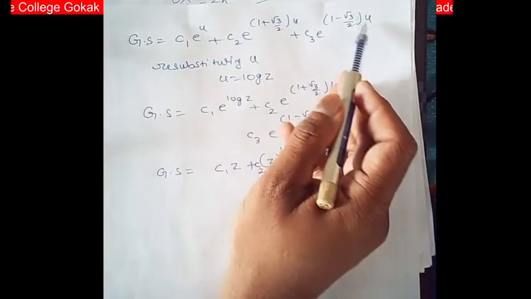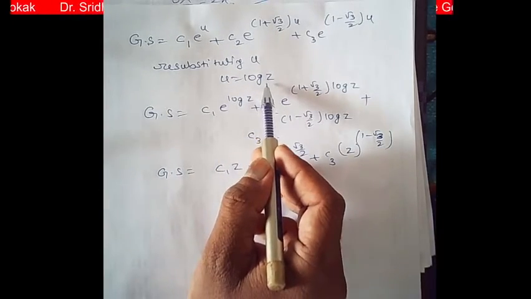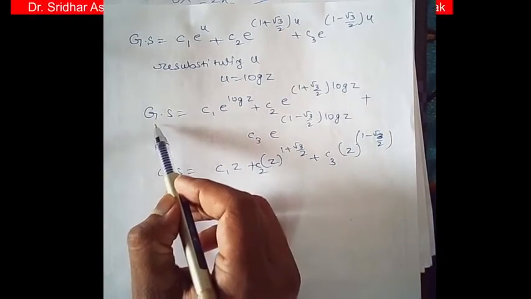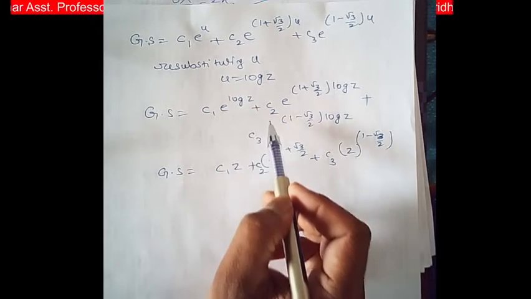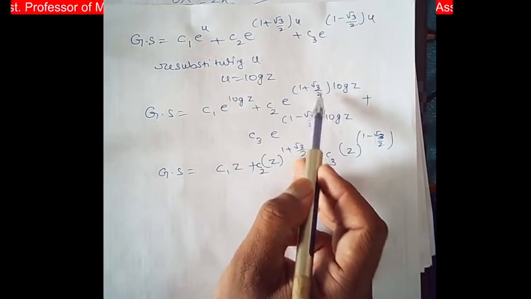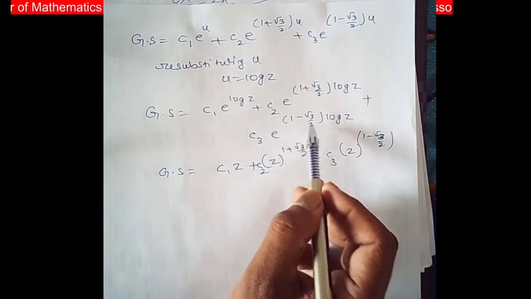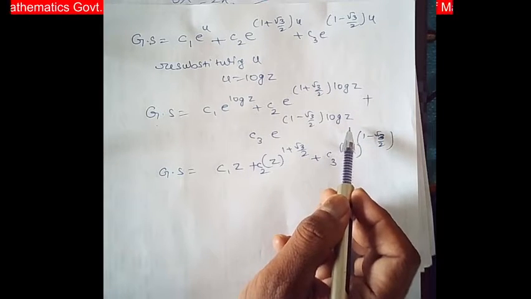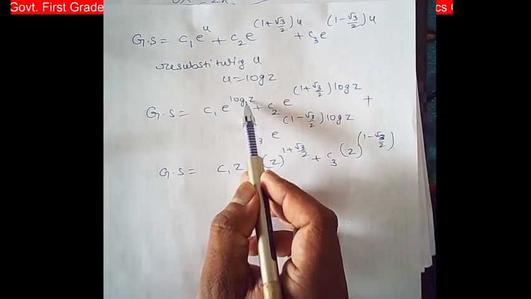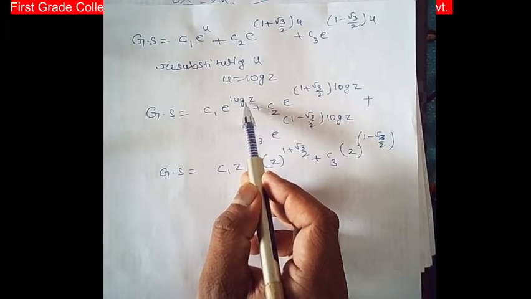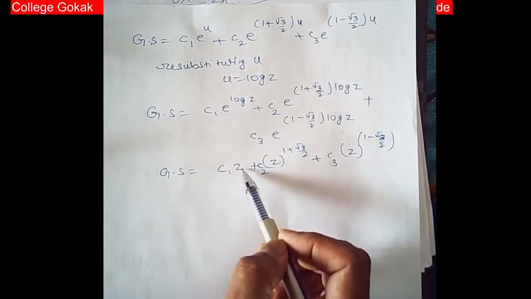After obtaining this, resubstituting u as log z, we get GS is equal to c1 e raised to log z plus c2 e raised to 1 plus root 3 by 2 into log z plus c3 e raised to 1 minus root 3 by 2 into log z. Now this is log z to the base e. So this e and log get cancelled, and it gives c1 z.